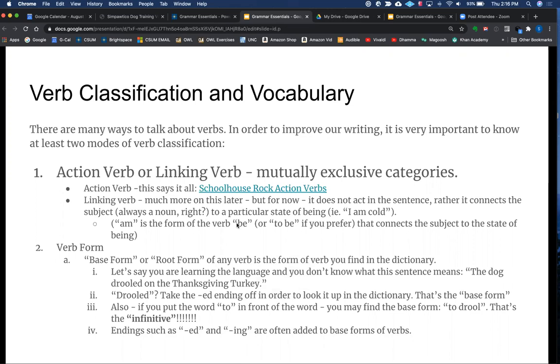The linking verb is the verb be. So let's conjugate the verb be together. All you have to do is repeat after me. This should sound familiar. Is, am, are, was, were, being, been. Repeat. Is, am, are, was, were, being. Good. That's it.